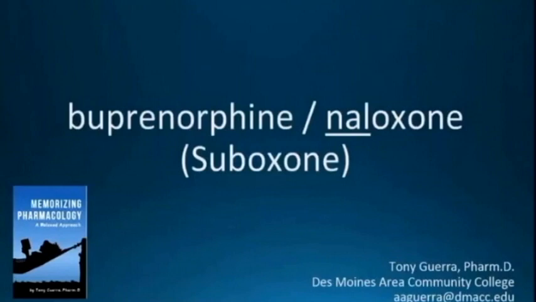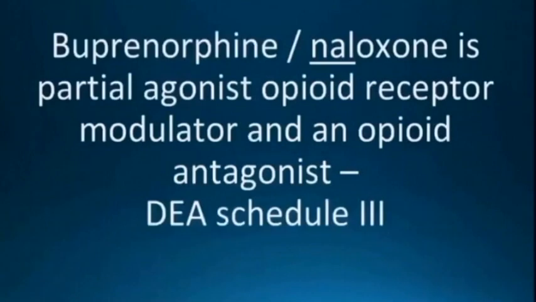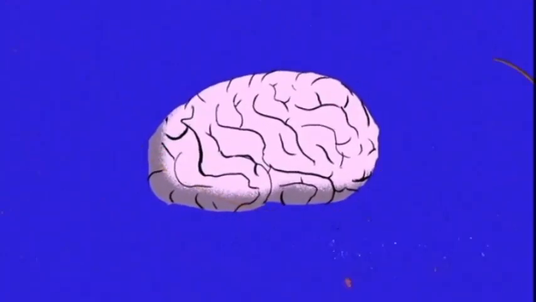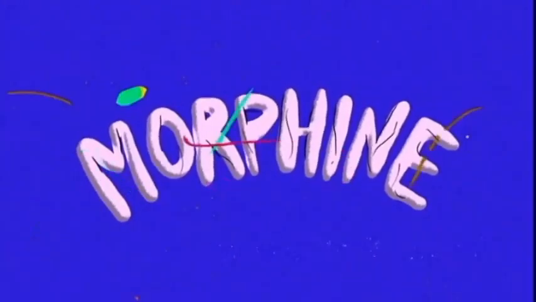Buprenorphine with naloxone. Brand: Suboxone. Buprenorphine with naloxone is a partial agonist opioid receptor modulator and an opioid antagonist, DEA Schedule III, for opioid addiction. Heroin derives its effects from being converted in the brain to morphine, which then binds to and activates the opioid receptors in the brain.